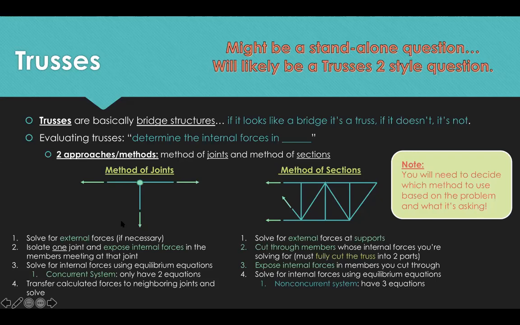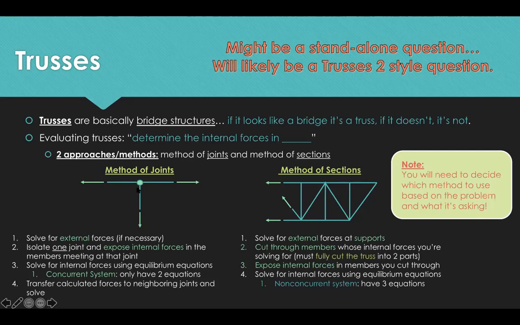So you pick one joint, cut everything around it, which exposes the internal forces in those members, right? And then basically you just use your equilibrium equations. Because they all meet at this one point, by definition, it's a concurrent system. So you can only sum the forces in the X direction and the forces in the Y direction, which means you can't take a moment, but usually it's pretty simple.